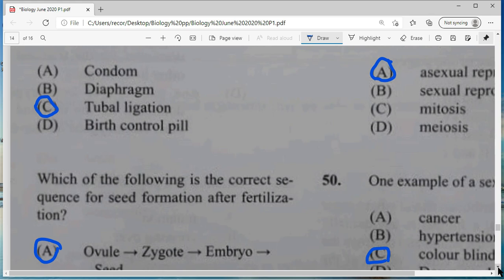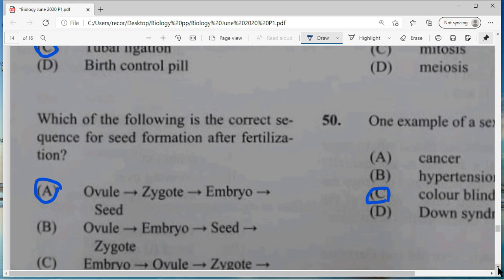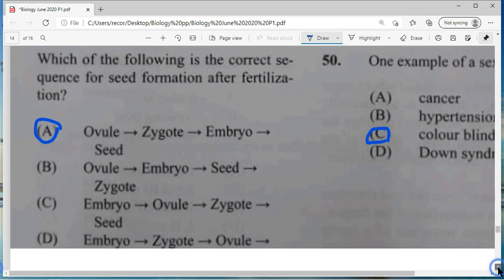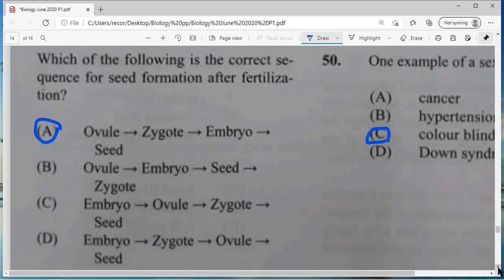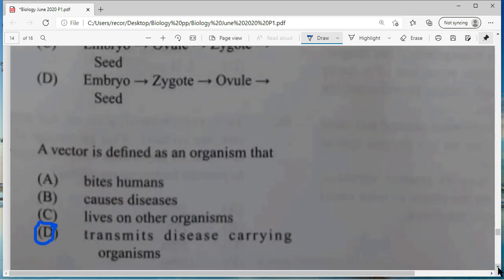The other question here: which of the following is the correct sequence for seed formation after fertilization? So A is our answer here: the ovule, the zygote, the embryo, and then the seed. I remember this is one case in which Z comes first. It's usually at the end of the alphabet, but I think Z likes reproduction as it gets an opportunity to be first.